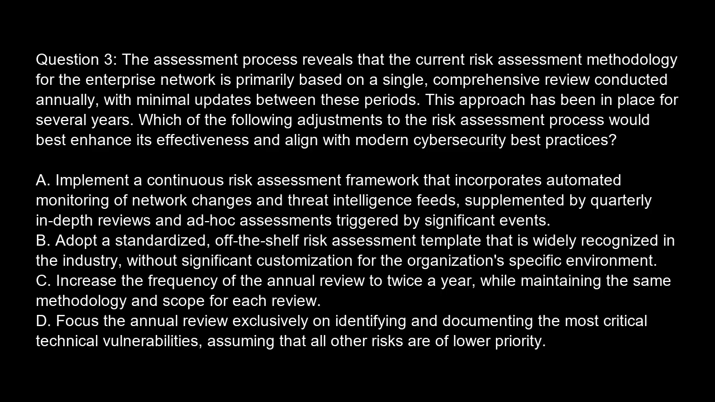Option C. Increase the frequency of the annual review to twice a year, while maintaining the same methodology and scope for each review. Option D. Focus the annual review exclusively on identifying and documenting the most critical technical vulnerabilities, assuming that all other risks are of lower priority.